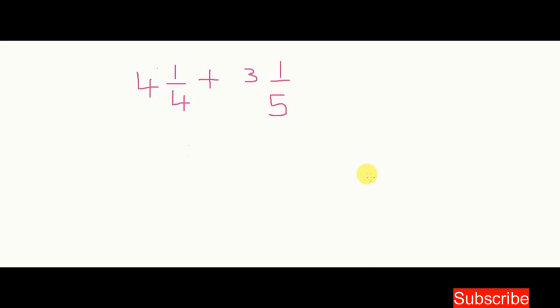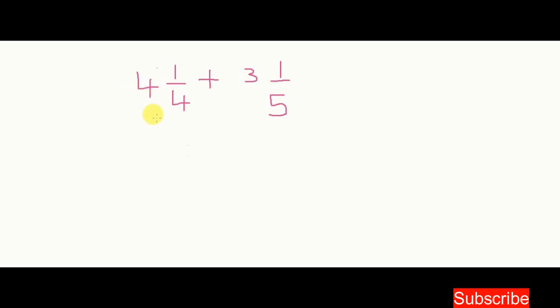Let us solve this problem. So here I have 4, 1 over 4 plus 3, 1 over 5. Before I start to work out this problem, there are some things that I want to point out to you first. So remember the bottom numbers are called the denominators. Please note, the top numbers are called numerators. So this one here is the numerator, and the 4 here by itself is called the whole number. 3 here is the whole number.